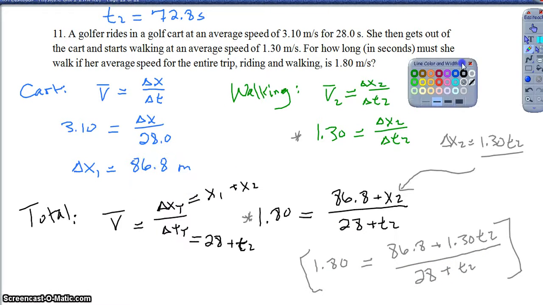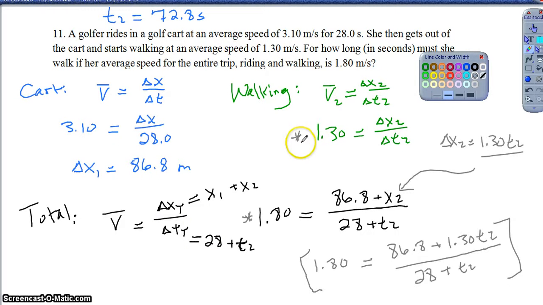The nice thing about these problems is you can double check yourself pretty easily by plugging in t2 and making sure that the entire answer makes sense. Okay, so you can always double check yourself by plugging these variables back in and making sure that the answers are consistent with one another. If they weren't, that tells us maybe we did something wrong.